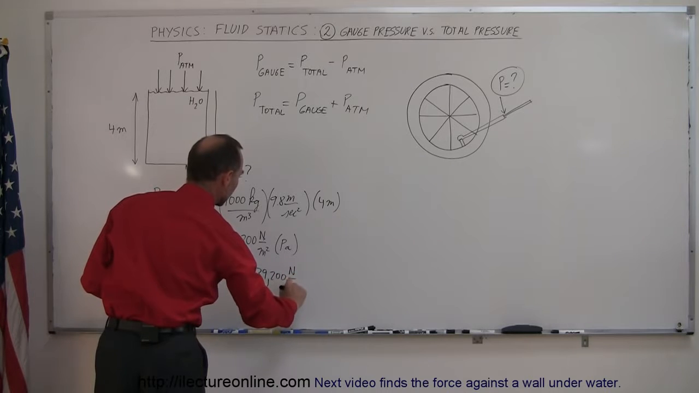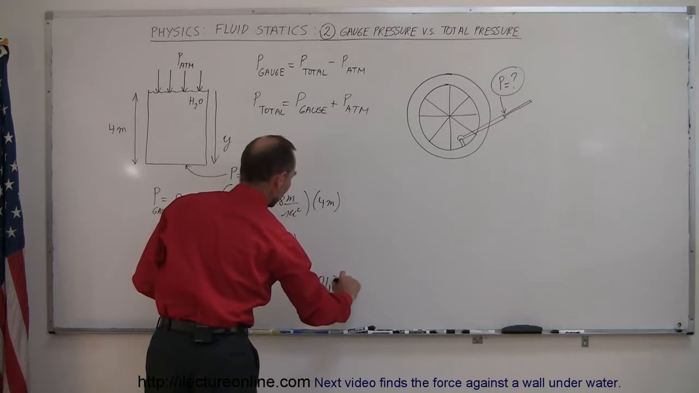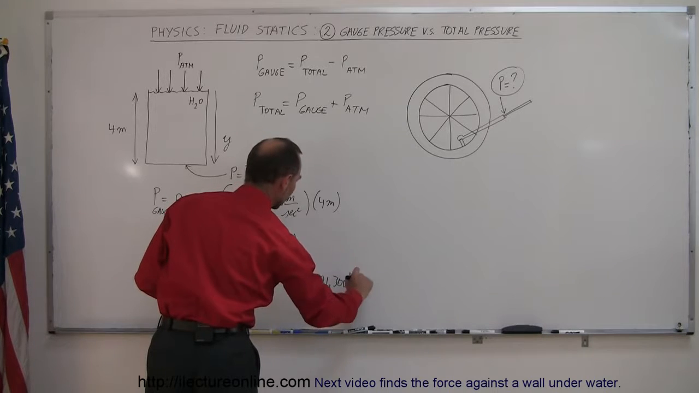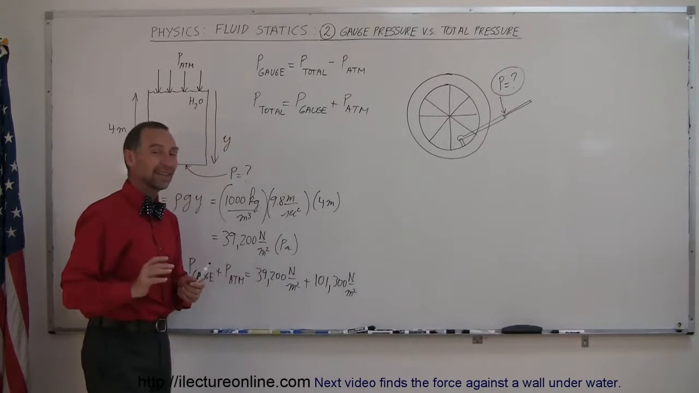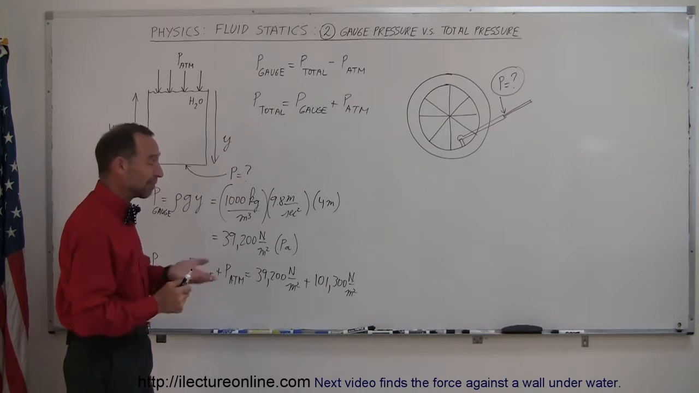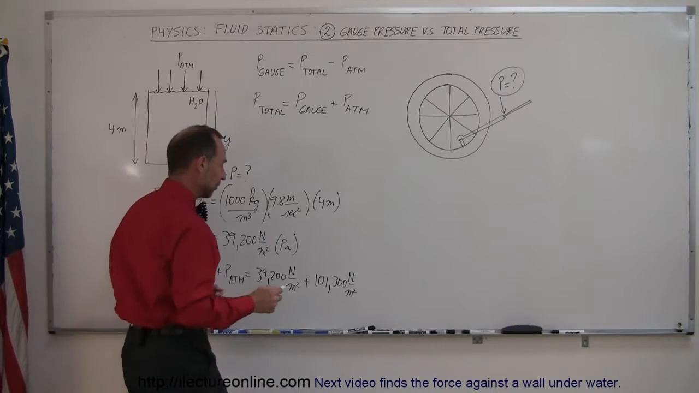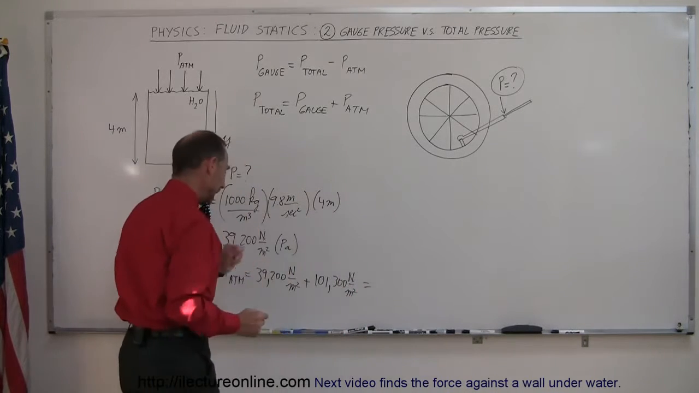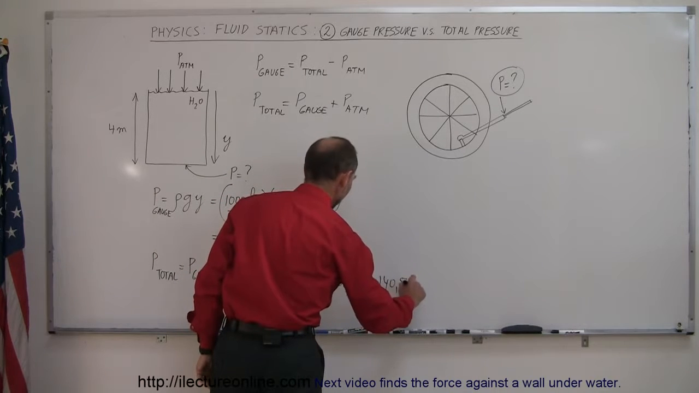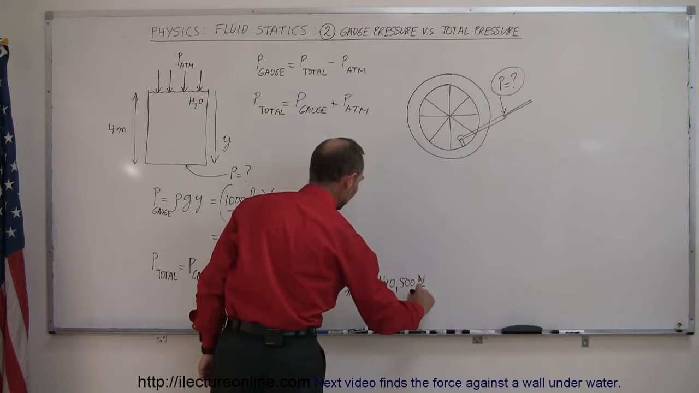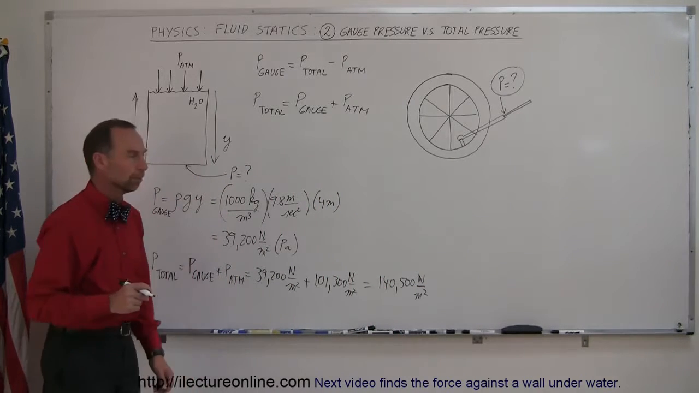So that's equal to 39,200 newtons per meter squared plus 101,300 newtons per meter squared. You have to take this with a little grain of salt because atmospheric pressure isn't constant all the time. It varies with the weather. Of course, this is an average value, but that's what we do in physics, take the average value. When we add those two together, we get 140,500 newtons per square meter. That would be the total pressure at the bottom of the pool.